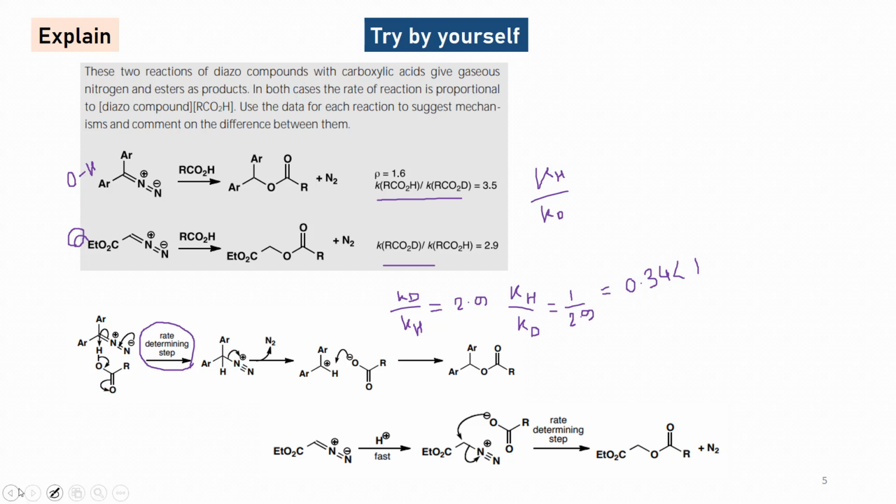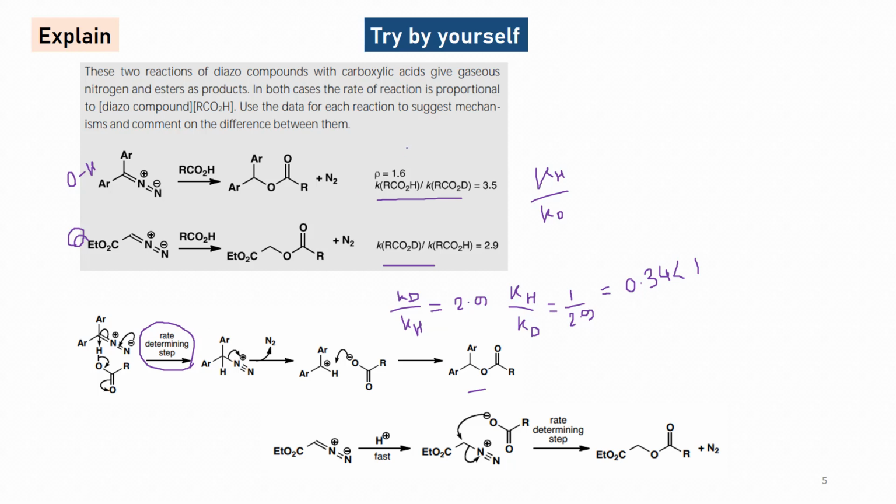After that, it makes a positively charged leaving group, then N2 will leave from the system generating a carbocation, and then the carboxylate will attack this carbocation forming this ester moiety. Now how can we get an idea that this reaction goes through this pathway, that first the hydrogen is taken up and a carboxylate anion forms?